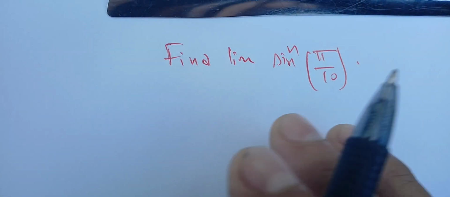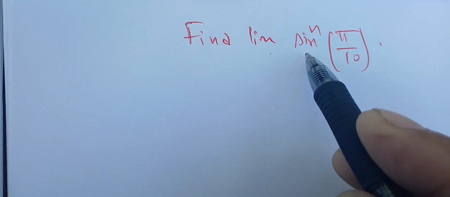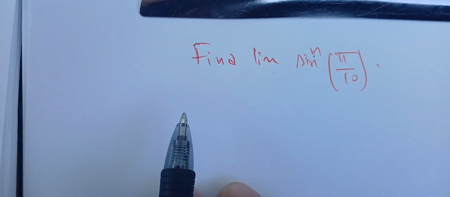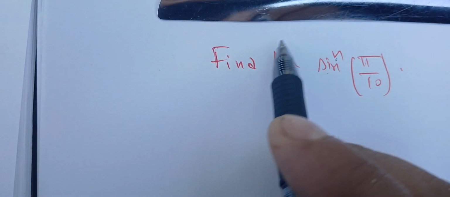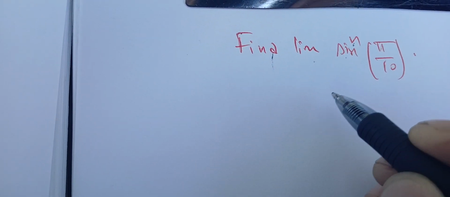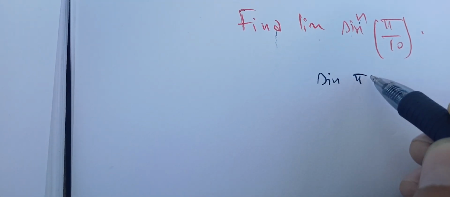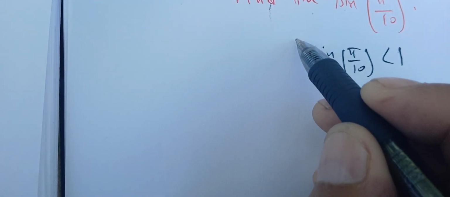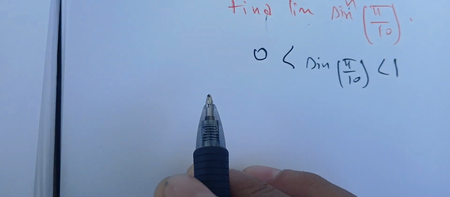In this video, we're going to try to find the limit of sine to the power n of pi over 10. Here we're going to use some quick ways to find the limit. The first thing that we need to notice is that sine of pi over 10 is less than 1 strictly, and it's bigger than 0 strictly.